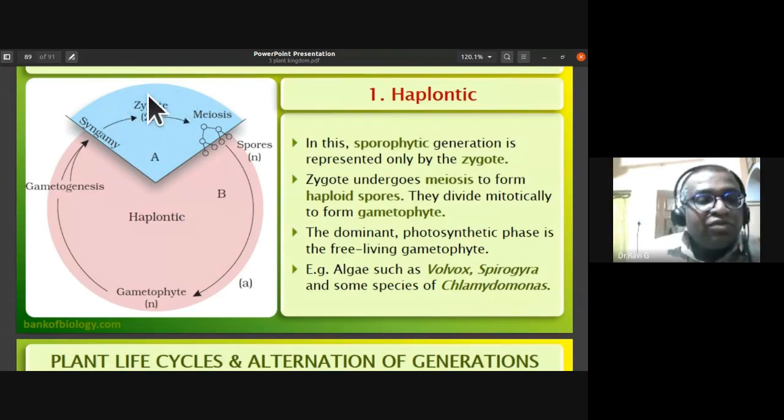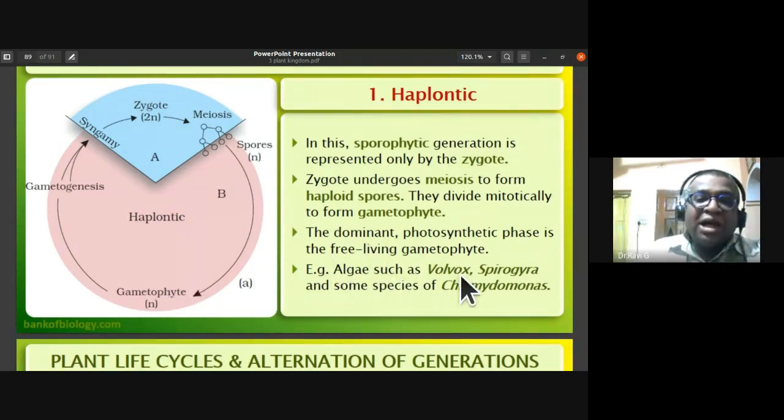See, the sporophytic plant body is shown only in the zygote stage, 2n. Immediately the zygote undergoes meiosis to form haploid spores. So the zygote is the only sporophytic generation. The spores divide mitotically to develop into the gametophytic plant. The dominant photosynthetic phase is the free living gametophyte.